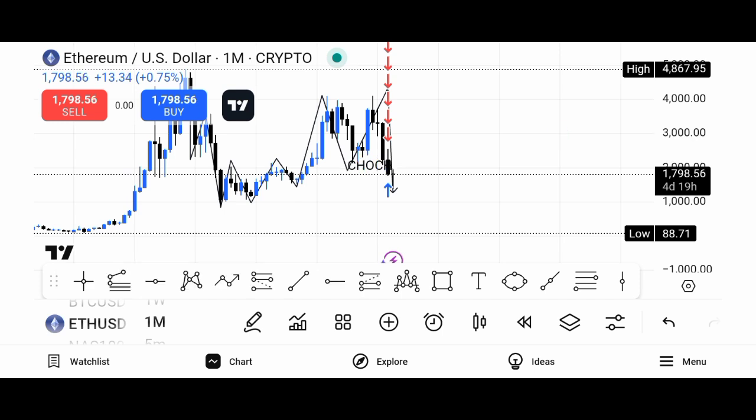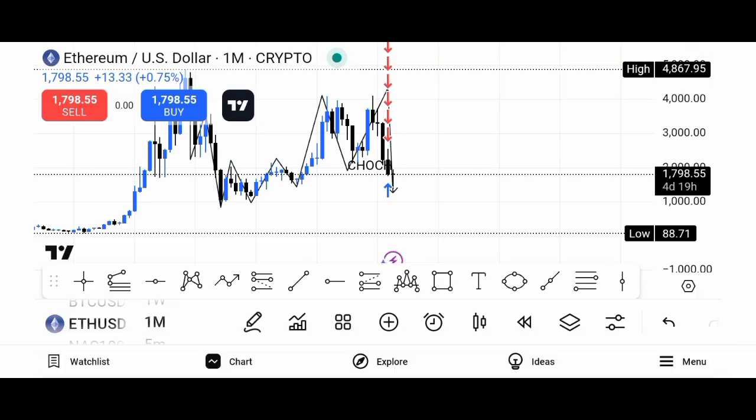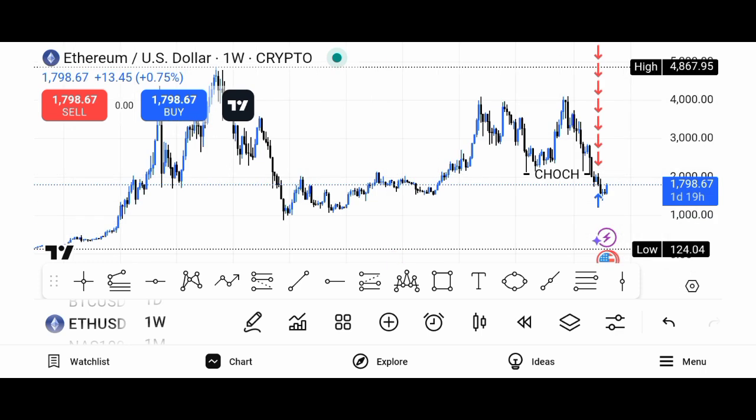Now we'll be moving down to the weekly time frame. In the weekly time frame, what we're going to be spotting is the support and resistance level. So the main focus now is the support level. The weekly time frame and the monthly time frame are always aligned together. So now we're looking for our support level.